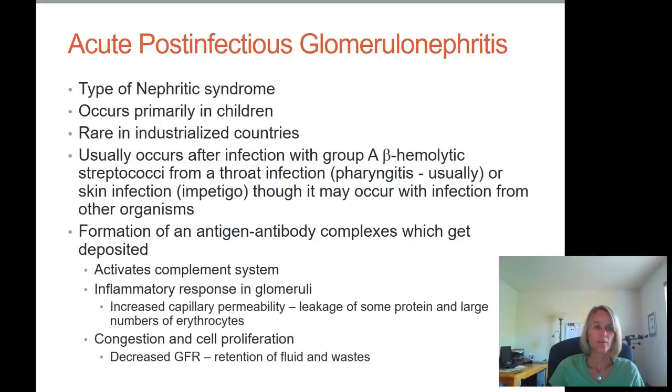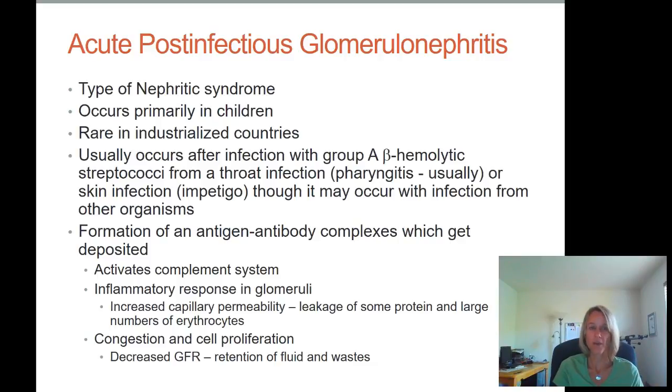Now, one type of nephritic syndrome is acute post-infection glomerular nephritis. This occurs primarily in children. It's actually fairly rare in industrial countries. And this occurs after infection with group A beta hemolytic streptococci from a sore throat, a strep throat, usually, or it can also be from a skin infection. Okay. It may occur with infection from other organisms, but it's usually with untreated strep infection.